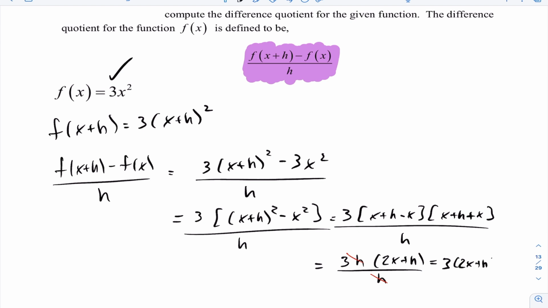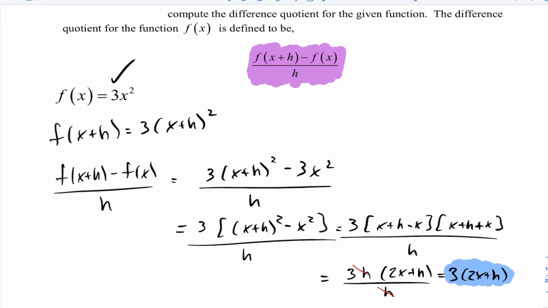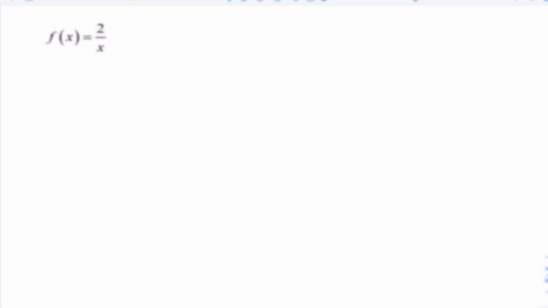2x plus h. And as a reminder here, I was allowed to cancel off these h's because we were initially dividing by h in the original question, so we're implicitly assuming that h is non-zero. So because of that, I was allowed to cancel off these h's below here, and our simplified expression is 3 times 2x plus h. Let's take a look at another one of these questions. So for this question here, same idea. We want to calculate the slope of that secant line.